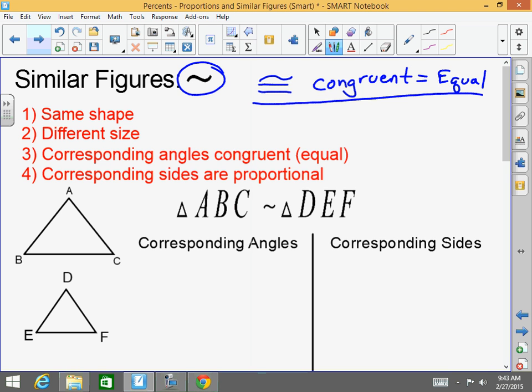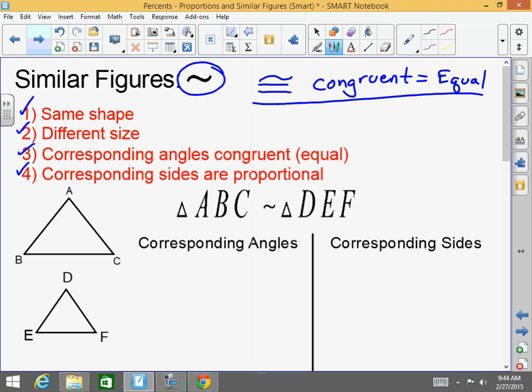So what is similar? What does this mean? Well, similar figures, first of all, must have the same shape, period. Number 2, they have a different size. If they're the same size, they'd be congruent, not similar. Number 3, corresponding angles are congruent or equal. And corresponding sides are proportional.